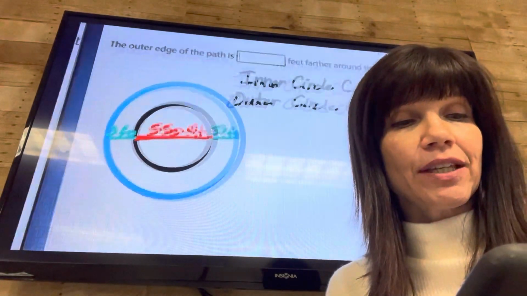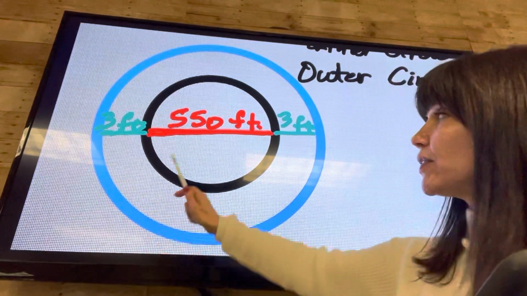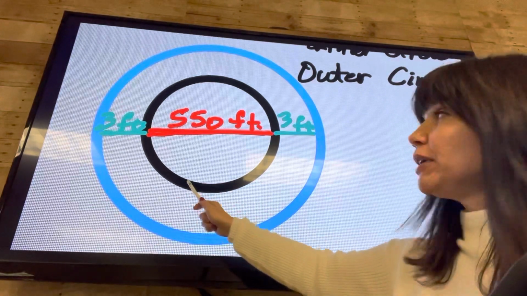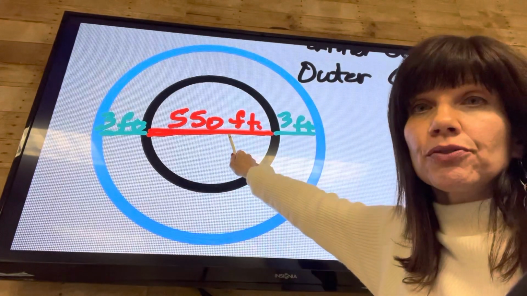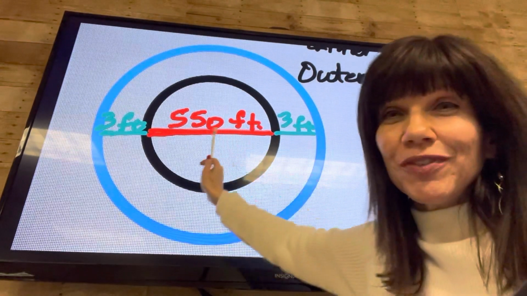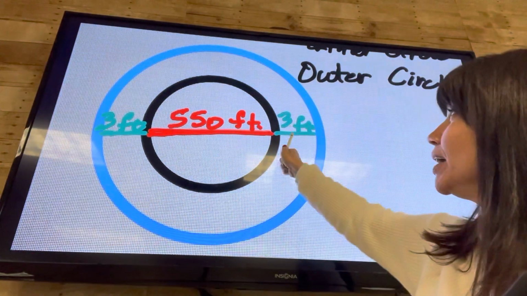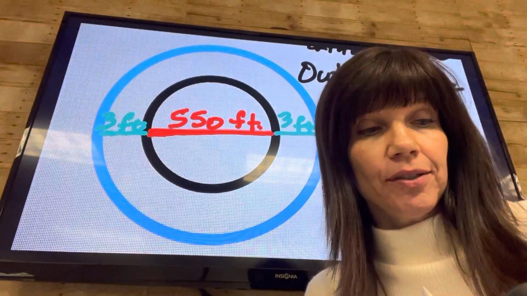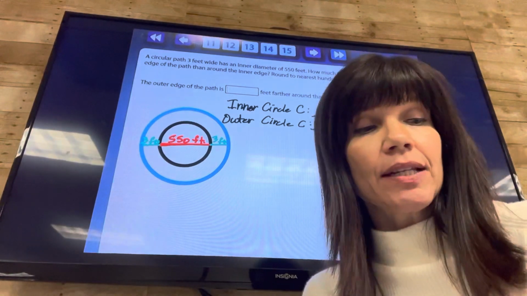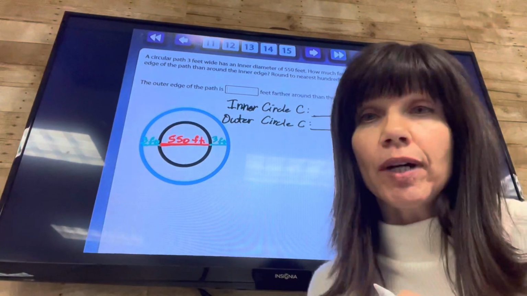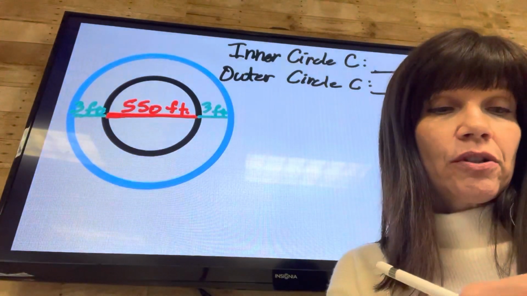So you understand they're asking you how much larger is the circumference of the blue circle than the circumference of the black circle, because the path is 3 feet wide and the diameter of the smaller or inner circle is 550 feet. Now, obviously, this is not drawn to scale, so please don't get confused about that. But for the sake of solving this problem, we have the diameter. We need to find the circumference of the inner circle. So we're going to use our typical solution for that.